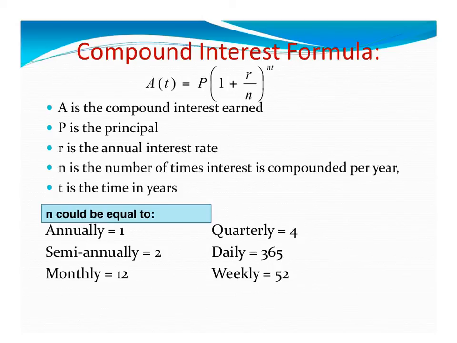Well, you know what? We got to know what all this stuff means. So the first part, A of t. Remember, that's not A times t. That's the amount of money that you're going to earn over the course of time. T is time. So it's not A times t. That's just really a way of writing out what your investment actually is representing.